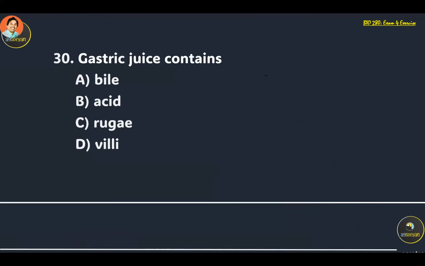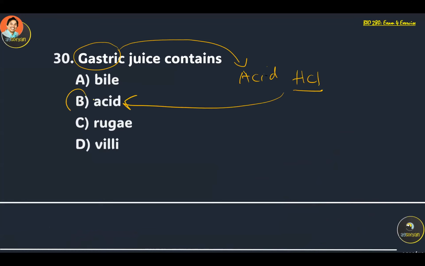Gastric juice contains A, B, C, or D. Gastric is the stomach, and stomach produces acid, which is hydrochloric acid. So this should be this one. Gastric juice contains acids.